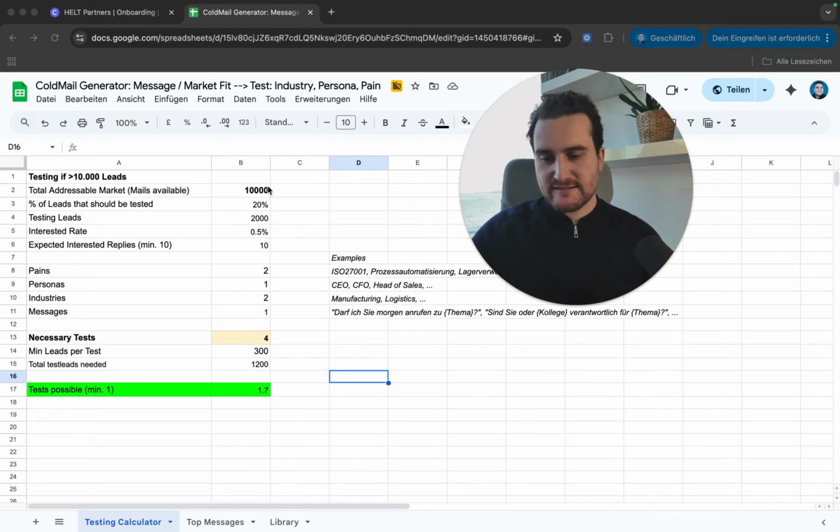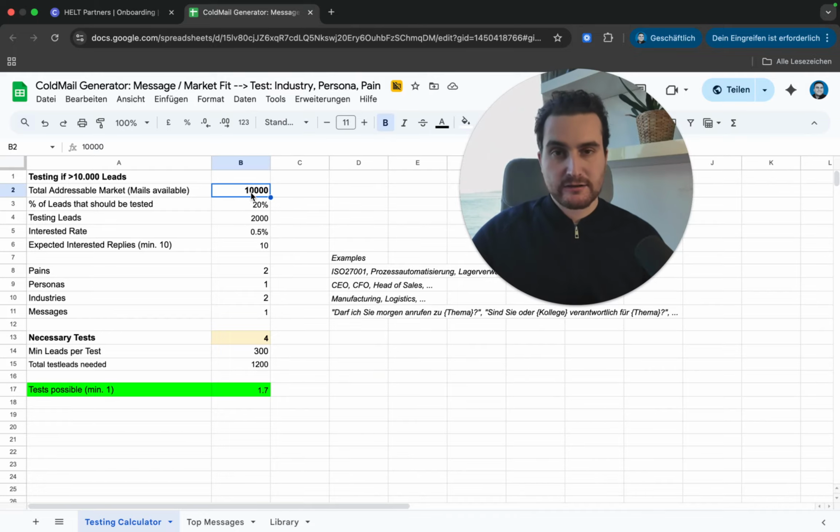So in this case, you will always enter how many leads you can target, how many emails you have. Let's say, for example, 10,000 emails. Then you define a percentage of leads that you will use for testing. I recommend to use only up to 20% of your leads. Otherwise, you will not really benefit from the insights that you got from the A/B testing. This means you would have around 2,000 leads only for testing out of your 10,000 leads.